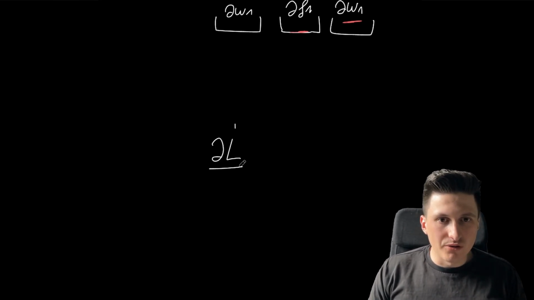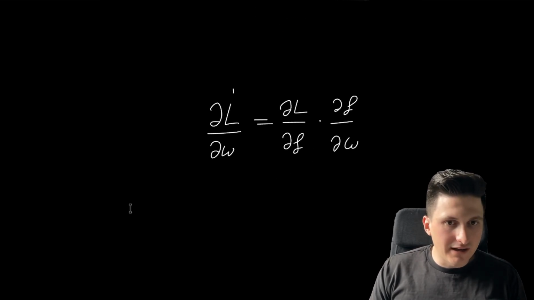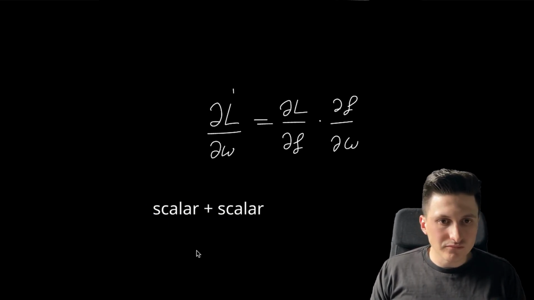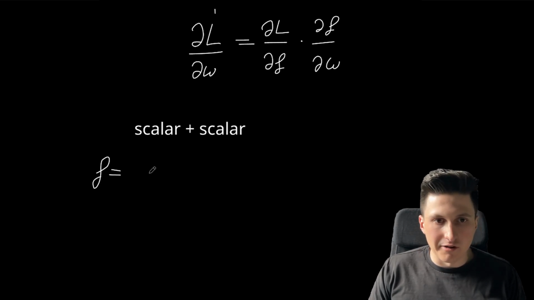Anyways, what we are going to check is basically this, the derivative of the loss with a specific weight for a specific function. And we are just going to go over all the different functions. Let's first calculate the scalar plus scalar case. In this case, f just does a scalar plus scalar. So let's take a and b.